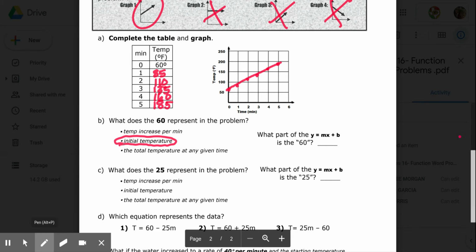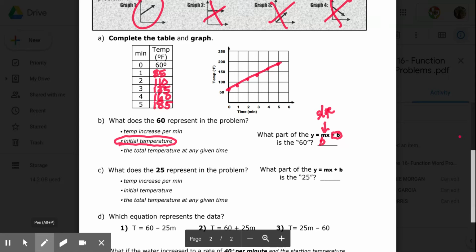And then it says, what part of the y equals mx plus b is the 60? Well, the m represents the mountain, which is the slope. The slope is your rate of change. 60 is not the rate of change. 60 is the beginning amount. So that's going to represent the b. The b is your beginning amount. So we're going to put letter B right there.